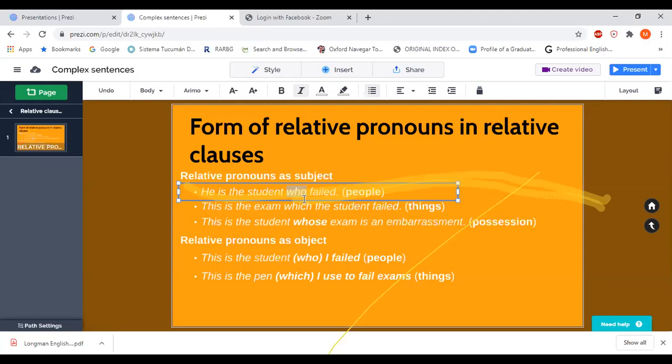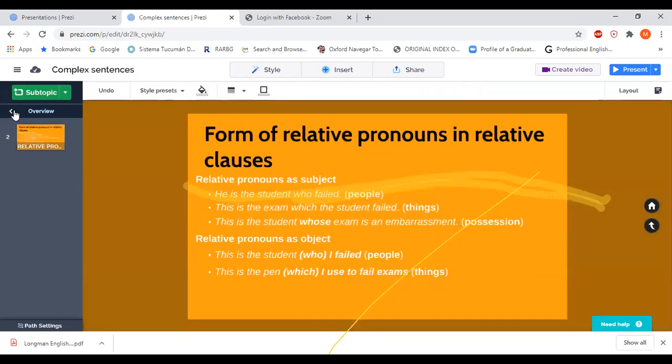And you can also have an example with things, as in the second example. This is the pen I used to fail exams. Okay, as we said before, in this case, which is used to make reference to a thing that in this case is the pen. Do you understand? Yes, yes. This is not from real life, okay? I have many pens to fail exams.